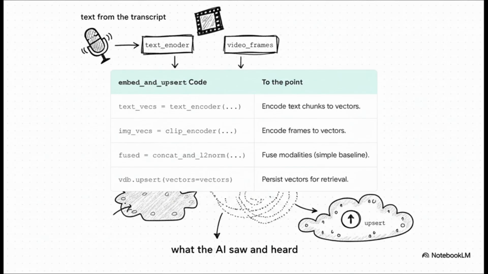So the key function here is embed and upsert. It grabs the text from the transcript and the frames from the video and runs them through these encoders. The encoders turn everything into vectors, which are basically just numerical fingerprints. Then we fuse the visual and text fingerprints together and upsert them, which is just a fancy way to say add or update, into our vector database.